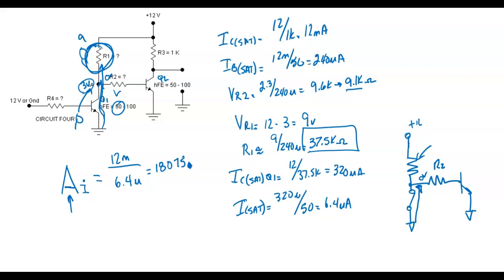No, that's not 18,000. So every transistor gives you a current gain, right? You understand? Oh, we hadn't calculated R4 yet. Thank you. R4 would be equal to 11.3 divided by 6.4 micro. This is going to be a big ohm value.